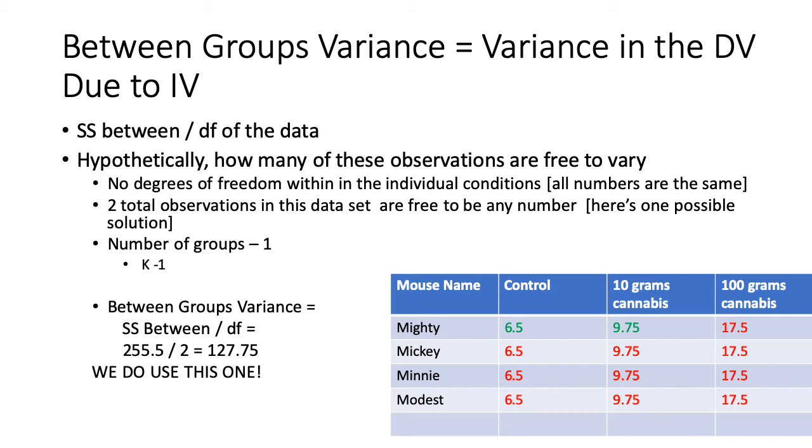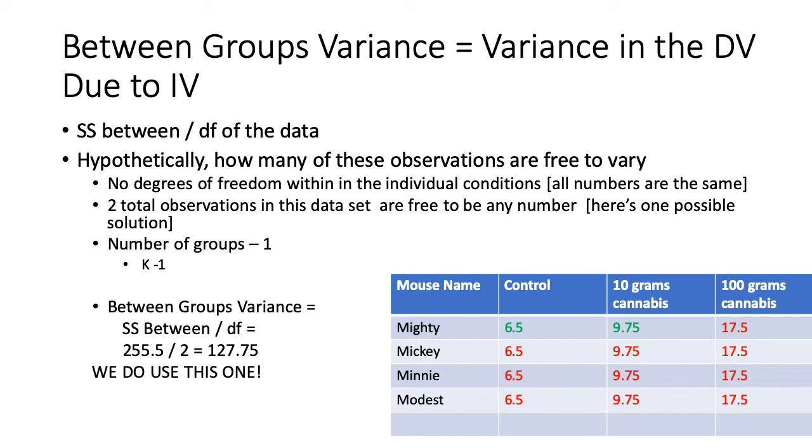So first, number one, remember when I calculated the sum squares? I said Mighty had one of the sum squares, Mickey had another, Minnie had another, Modest had another. But one of the things you've got to realize is that the numbers that we're using to do that sum squares calculation are all right here on the screen. And what we know is that the first score for Modest, Minnie, Mickey, and Mighty, they all have to be 6.5. The same thing for the 10-gram condition. All those numbers have to be the same. And the same for the 100-gram cannabis condition.